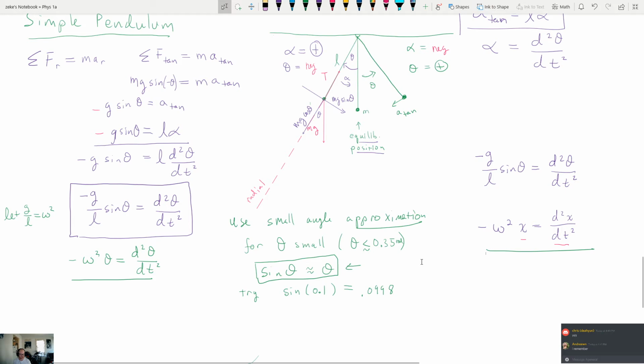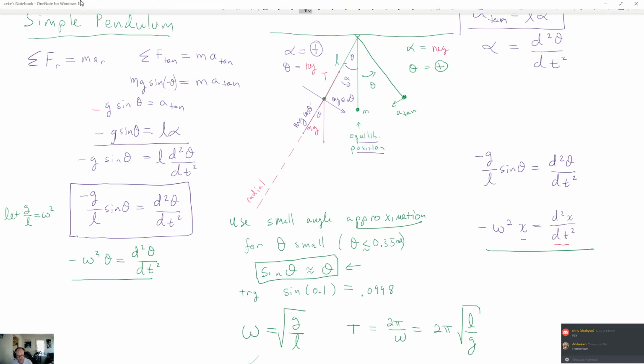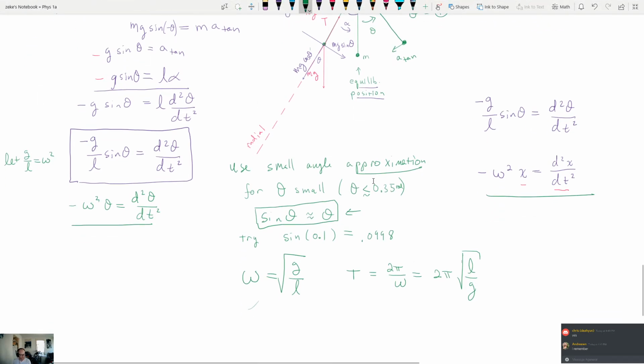We're running rapidly out of time here, so I'm going to cut to the chase. This means that the simple pendulum for small angles will exhibit simple harmonic motion, where the angular frequency now is going to be equal to the square root of g over L. And that also means that the period, which is equal to 2 pi divided by omega, is going to be equal to 2 pi times the square root of L over g. So the period of the pendulum is determined by two things: the length of the pendulum and gravity, right?